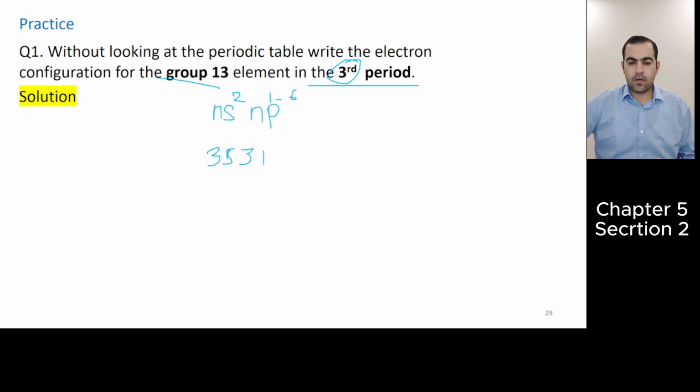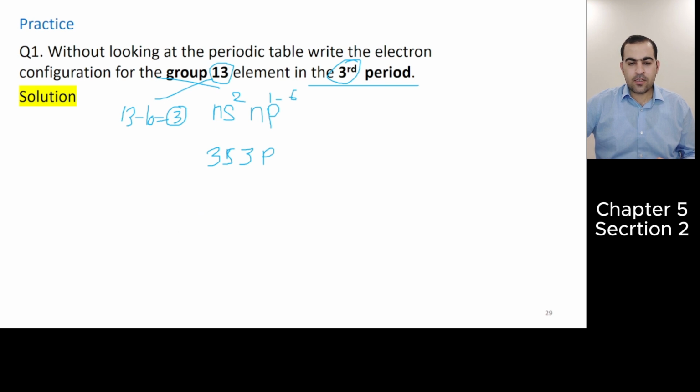Then, how many total electrons in s and p? Look, the group is given. We know the number of electrons in s and p plus 10 equals the group number. Now group equals 13. So the number of electrons in last s, last p equals group number minus 10. So 13 minus 10 equals 3. The number 3 is the number of electrons in last s, last p.